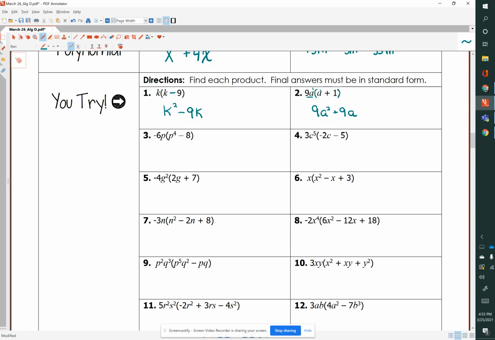So for number 3, we have negative 6p multiplied by the quantity of p to the fourth power minus 8. So negative 6p times p to the fourth will be negative 6p to the fifth, and we have an invisible 1, plus 4 is 5. Minus, well, wait, let's see, we have a negative times a negative, so it's going to be plus 48p.